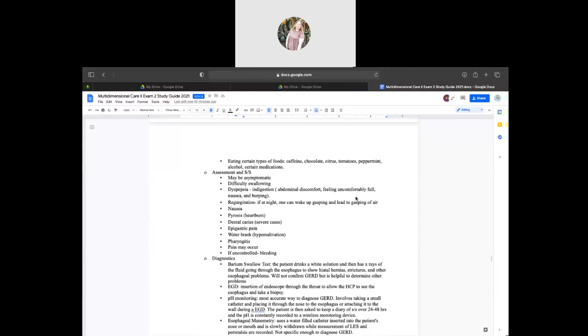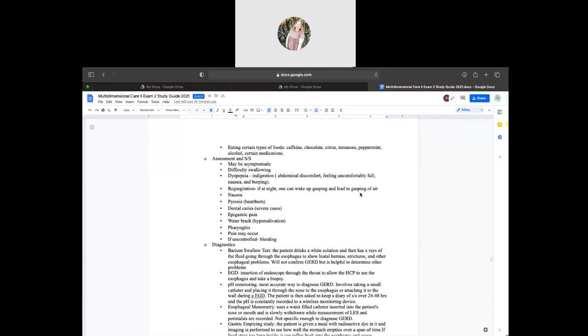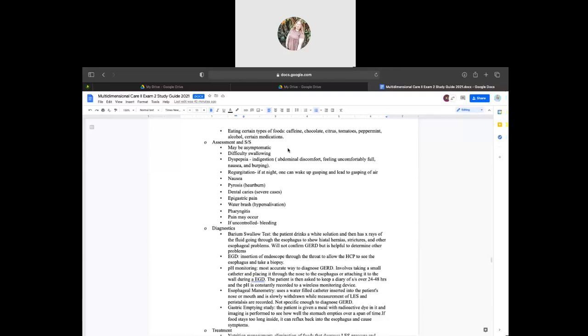We need to know definitely how to assess GERD. GERD can be asymptomatic in the early stages. The patient may present with difficulty swallowing. They may have dyspepsia or indigestion. They may have regurgitation. They may wake up gasping for air. They may have nausea, heartburn.